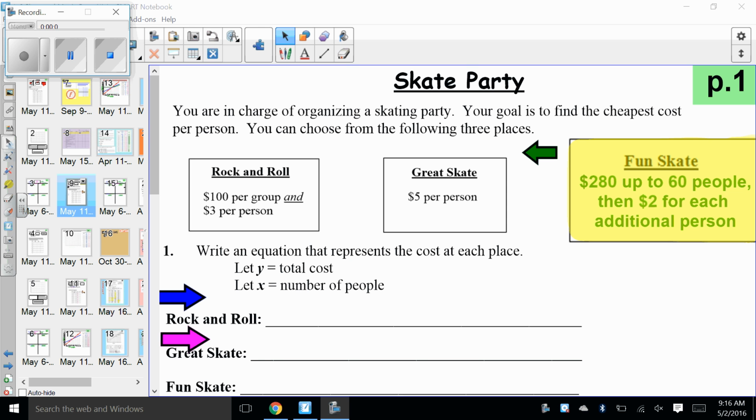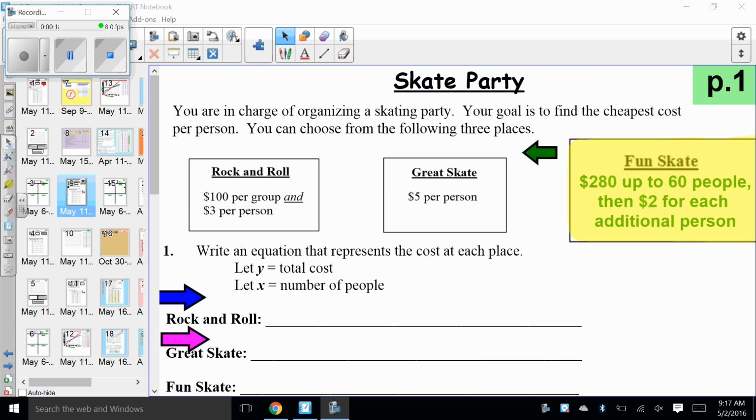Hey, eighth grade. So your learning target today is related to skating. It's going to be that I can calculate a POI using tables and graphs. So we're looking for a point of intersection, or when it costs the same amount of money at the same amount of time.